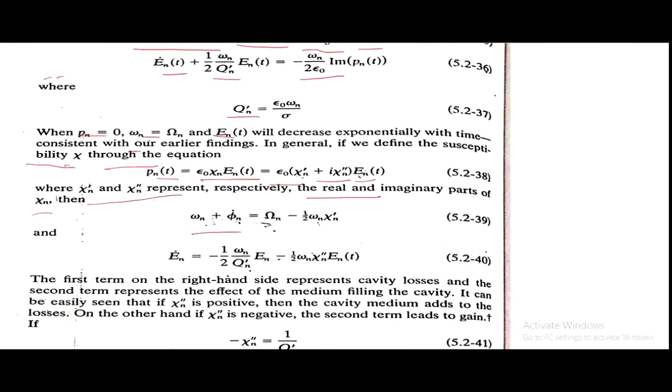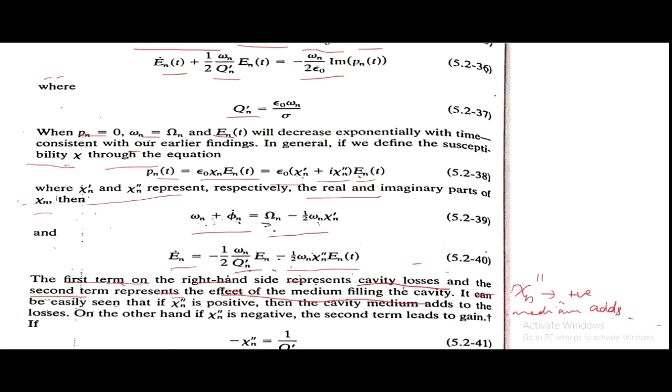Then we can write omega n plus phi n dot equals omega n minus 1 by 2 omega n chi n dash, and En dot equals minus 1 by 2 omega n by Qn dash En minus 1 by 2 omega n chi n double dash En of t. Here the first term on the RHS represents the cavity losses, and the second term on the RHS represents the effect of the medium filling the cavity.